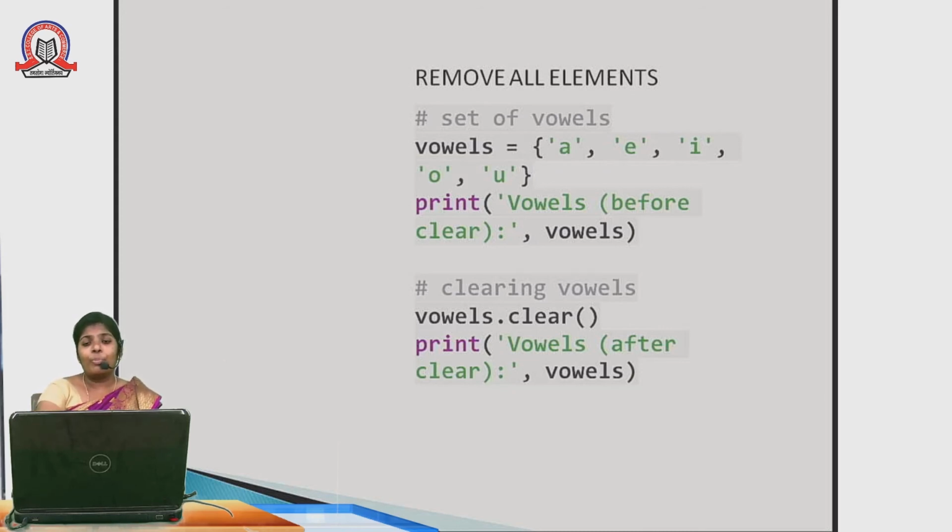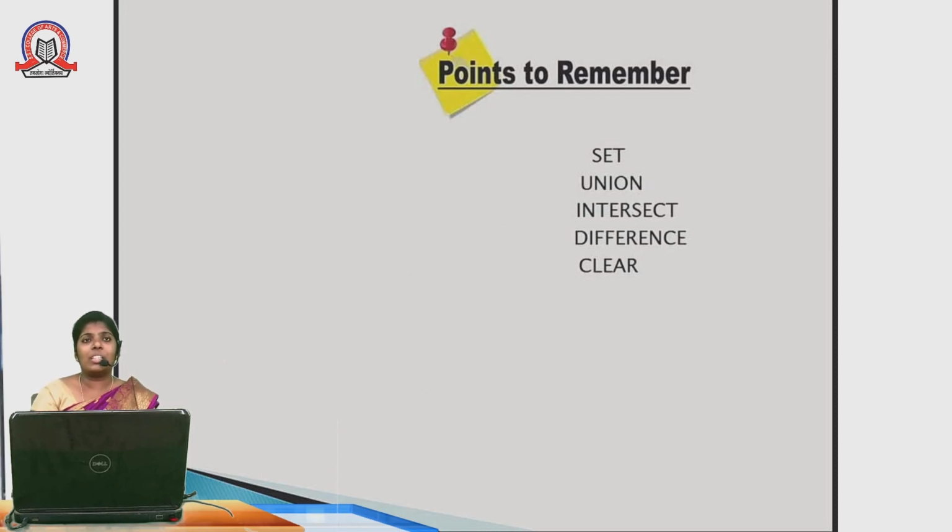Okay, so in today's class we have learnt about the mathematical concepts in the set operations which are used in Python: set, union, intersect, difference, clear. Set, where you can give the items inside the curly braces. The items can be separated by commas. Union means that two or three different sets can be combined, but in the output there won't be any repetition of numbers.